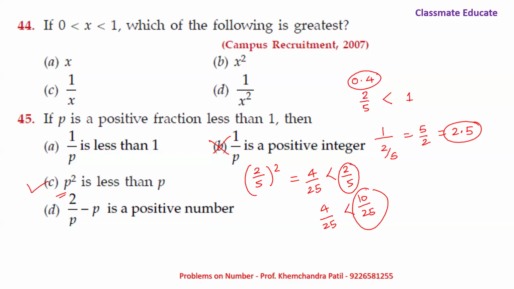Whenever you are solving such a conceptual question, you have to assume some values, and that particular statement should be valid for all values. Now options B and C were valid for 1 by 2, but if I am taking 2 by 5, this is not valid for all situations. So option B is not your correct answer.